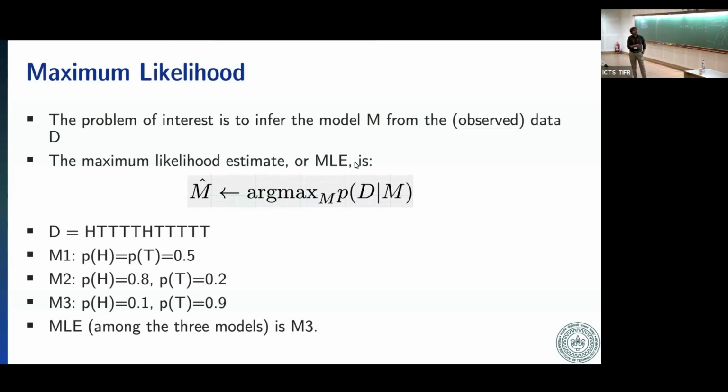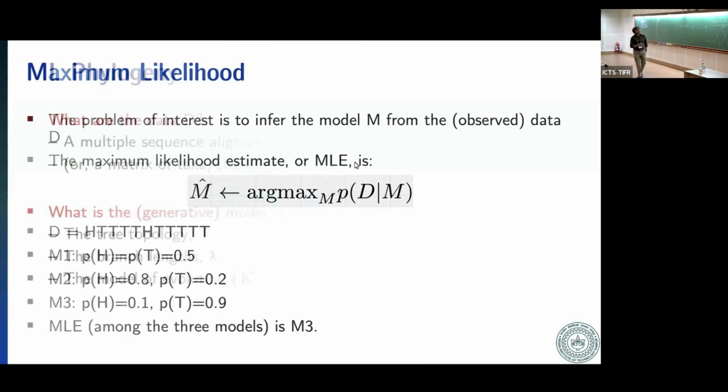M hat is the maximum likelihood estimate, where we are basically iterating over different models M, and we are computing the probability of the data given the model. We are going to choose the model with the maximum probability, okay, maximum likelihood. That is how maximum likelihood estimate is defined.